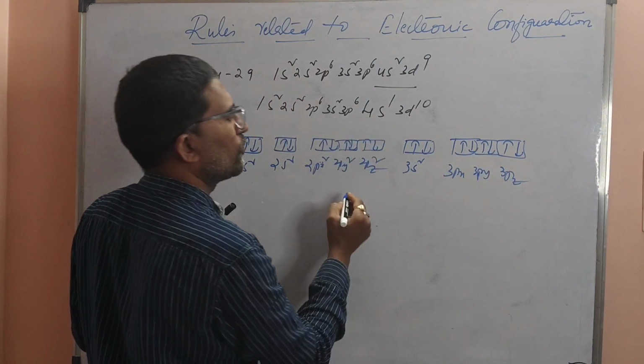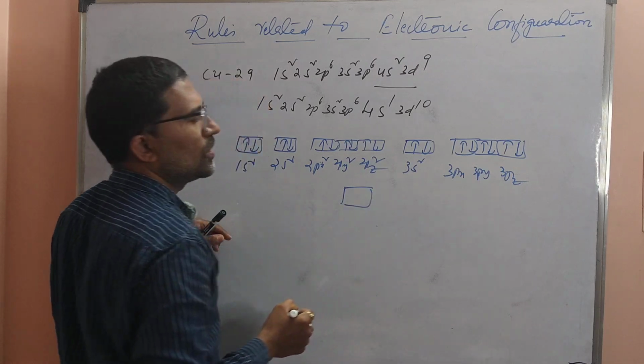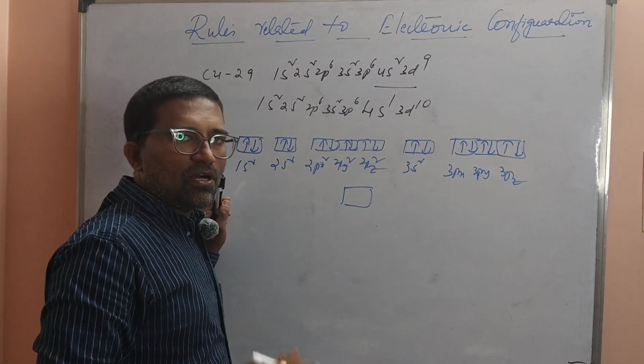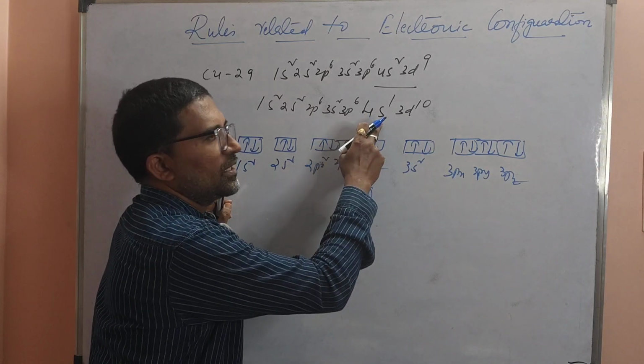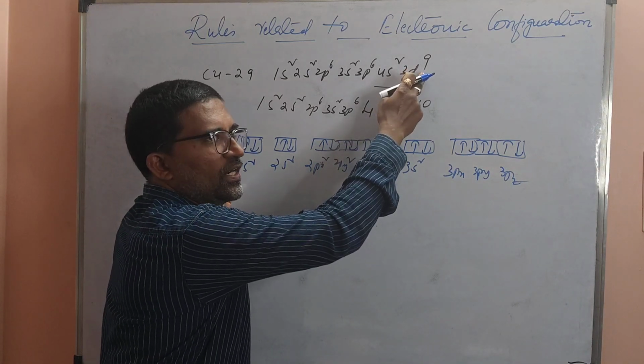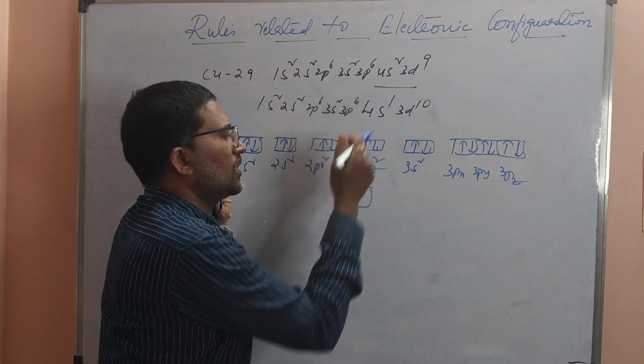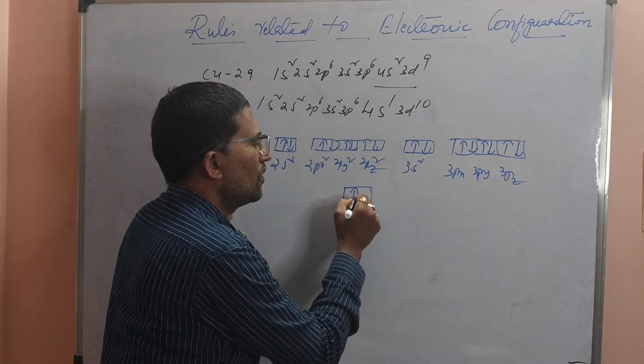Next, after that, we have 4s1. I told you that orbitals with half-filled or fully filled electrons are stable. So to make the d orbital fully filled, I am making this one half-filled. Now this is 4s1, 1 electron.